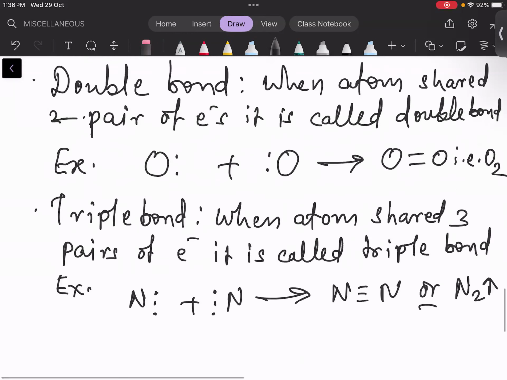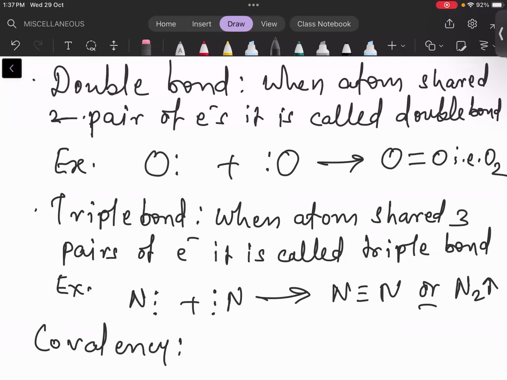The next, covalency. What is covalency? The number of electron pairs shared by an atom, or the number of electrons contributed by an atom for the formation of a covalent bond. That is called what? Covalency. The number of electron pairs shared by an atom to form a covalent bond is called covalency.